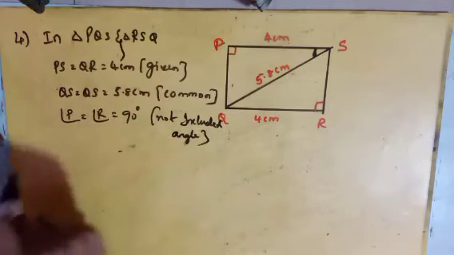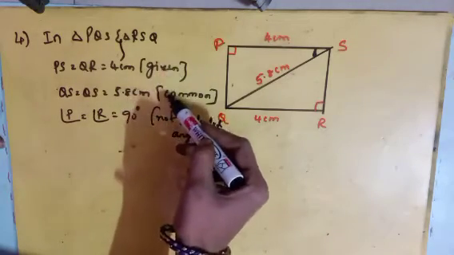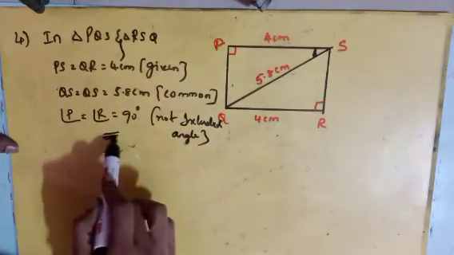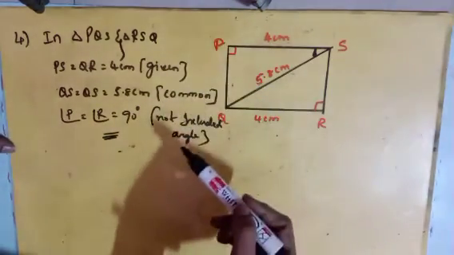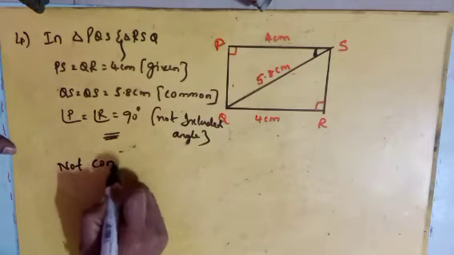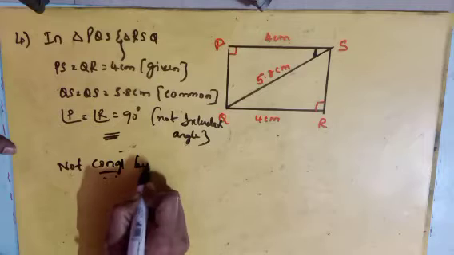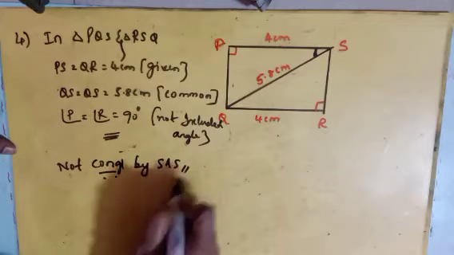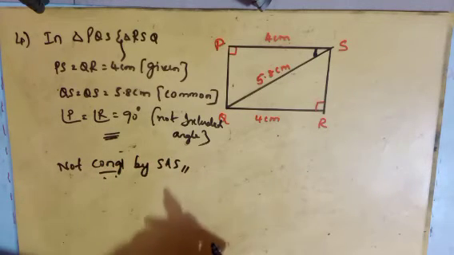So the angle should be included between these two sides. This 90 degree is not included between these two sides. Therefore we say this triangle is not congruent by SAS congruency condition. Okay, let us solve the next one.